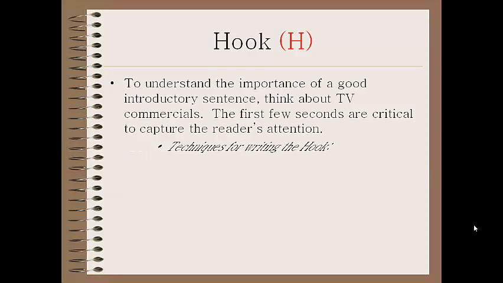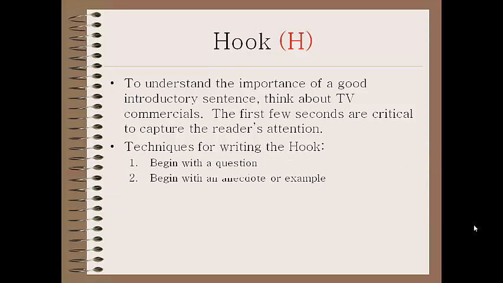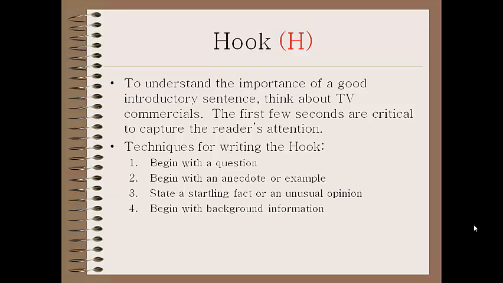So there are 6 ways or techniques that you can use to write a hook for a paper. You can begin with a question. You could begin with an anecdote or example. You could state a startling fact or an unusual opinion. You could begin with background information. You could set the scene, or you could begin with a simple statement of your thesis.